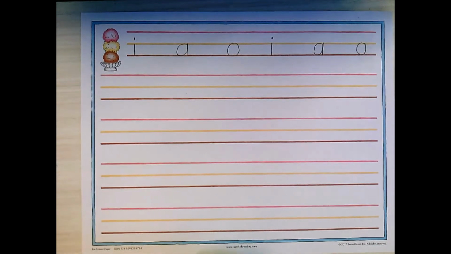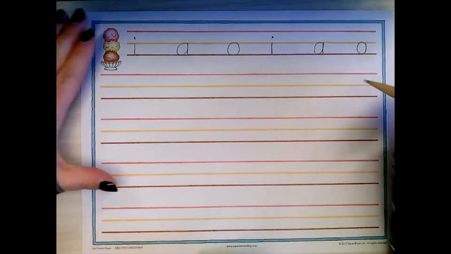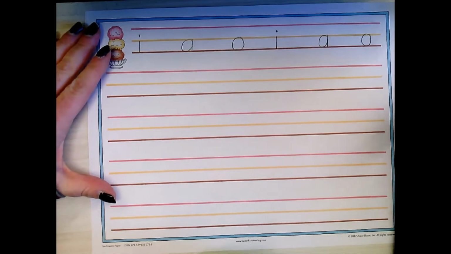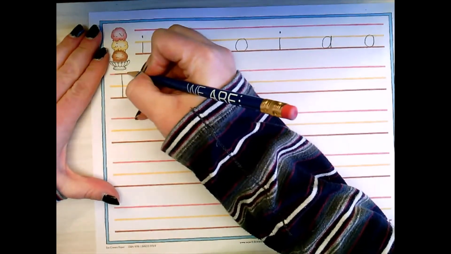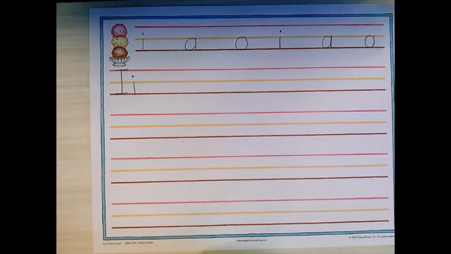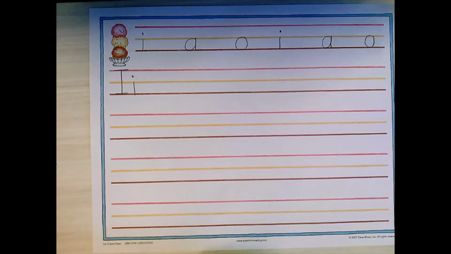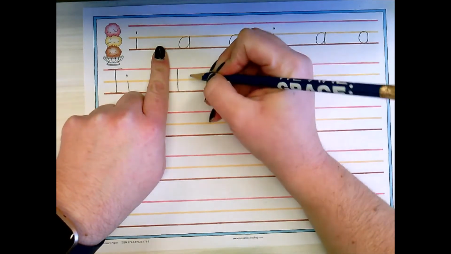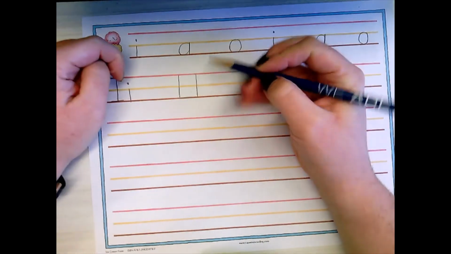Last for daily routines will be handwriting. We're going to start by making a letter I pair with an uppercase and a lowercase. Uppercase letter I and lowercase letter i. Next, we're going to make an uppercase letter L and a lowercase letter l. Remember, both of them are tall. They both start at the pink line and go down to the chocolate line.